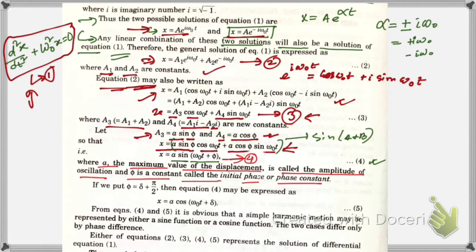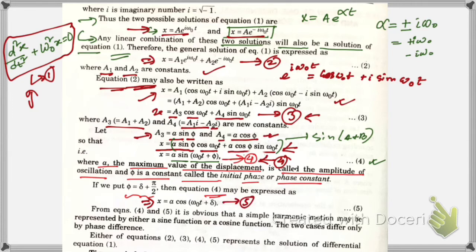So now if you put phi is equal to delta plus pi by 2 in equation number 4, in this equation, then equation number 4 can be expressed in this form, right? This equation number 4 becomes this. So suppose this is equation number 5.